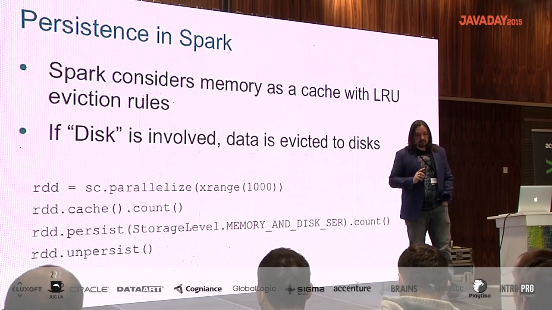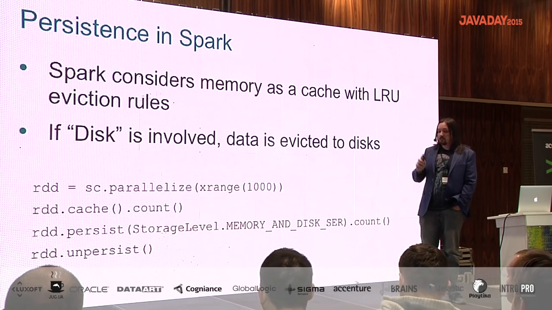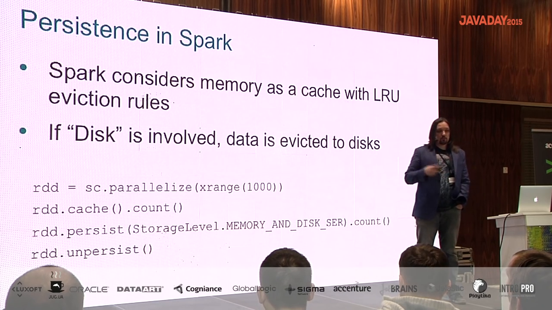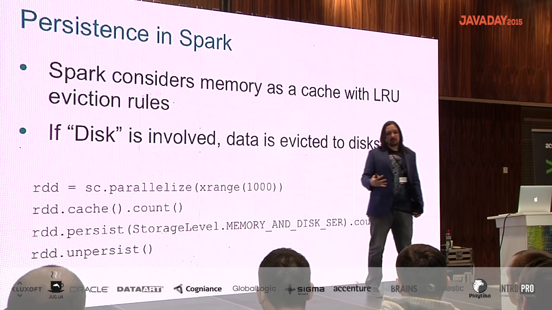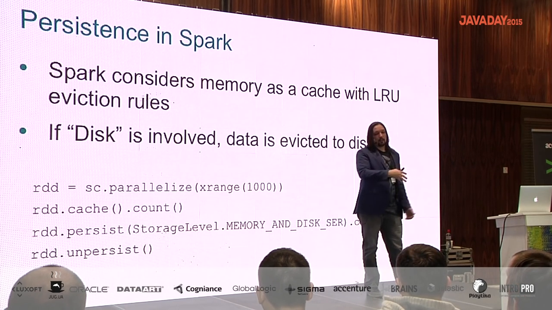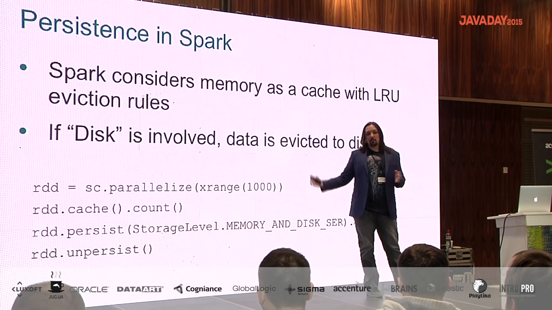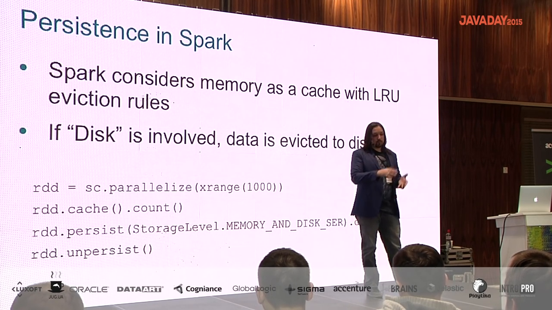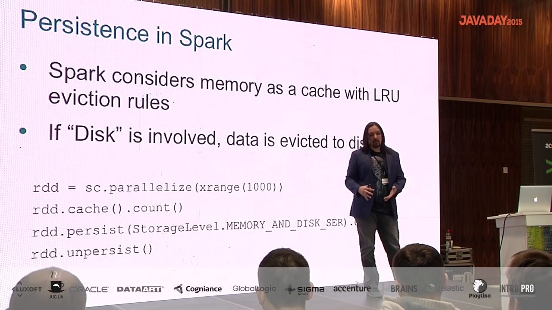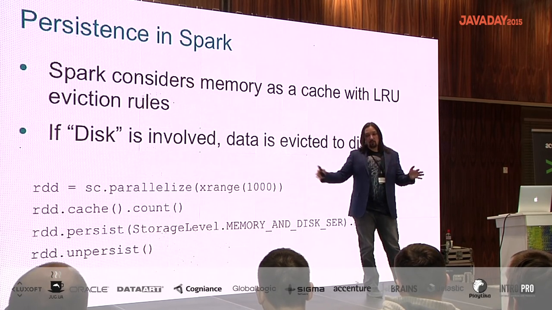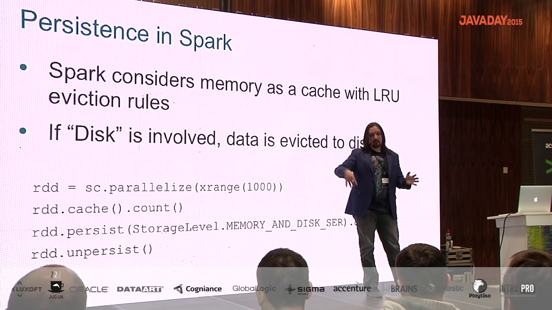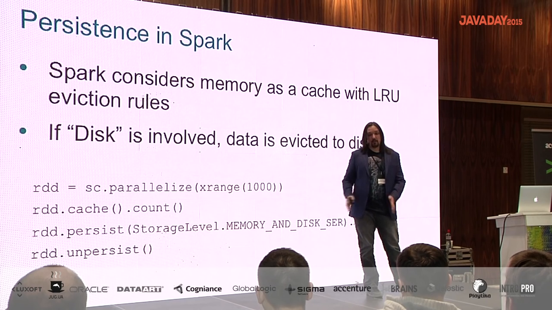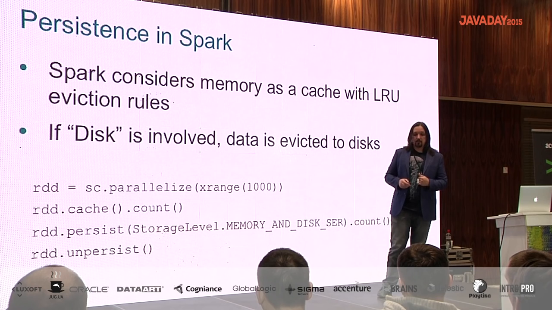Okay, so persistence in Spark. Spark considers memory as a cache with least recently used eviction. So its logic is very simple. If you use a specific partition, it gets to the top of the list. When you need more space to put another partition into your cache, and you see that the cache is full, you just get the least recently used one and remove it. Check whether the space is enough, again remove the last one, until you get enough space to fit the specific partition you need. If disk is involved, data is evicted to the disk.